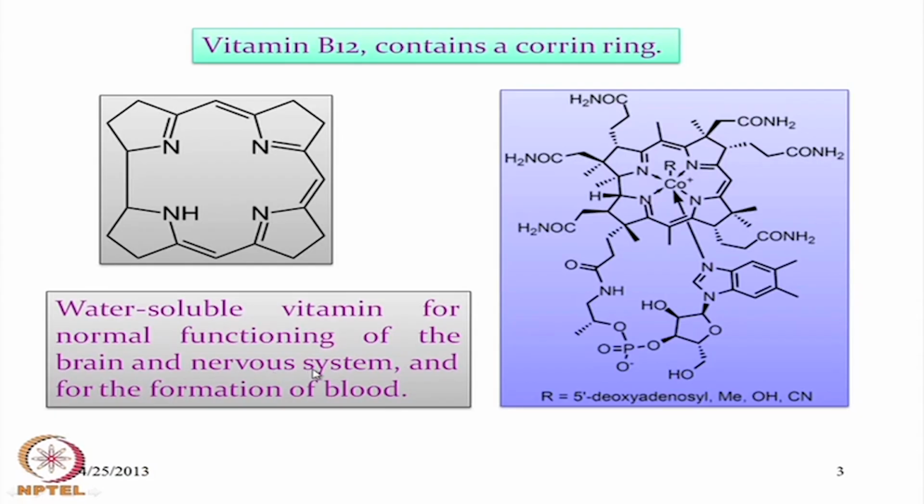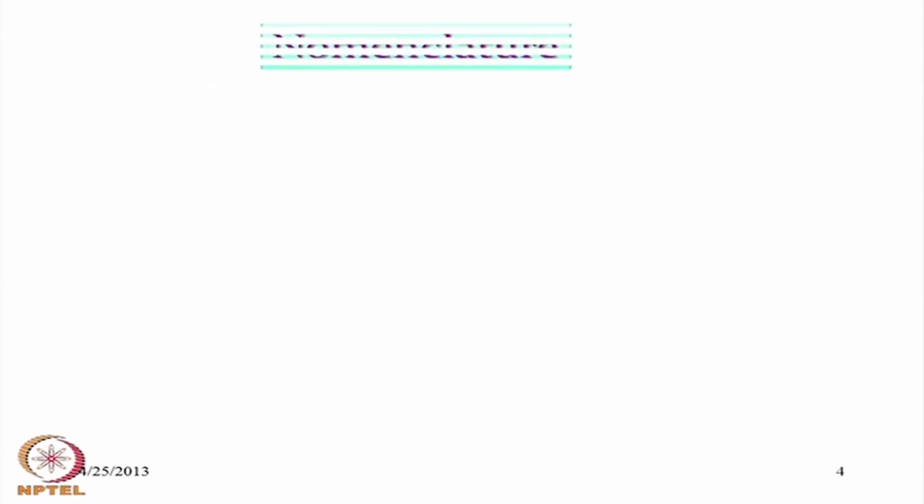So, very important reaction systems are there, and the formation of blood, the formation of myoglobin and hemoglobin molecules, are also catalyzed by the presence of this important cobalt compound, the cobalt coordination compound of a biologically available ligand, which is our corrin ligand. So, next we will proceed to the nomenclature of these coordination compounds.